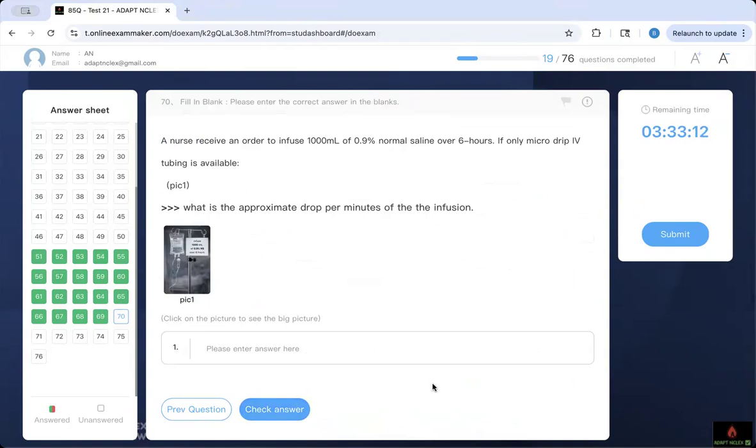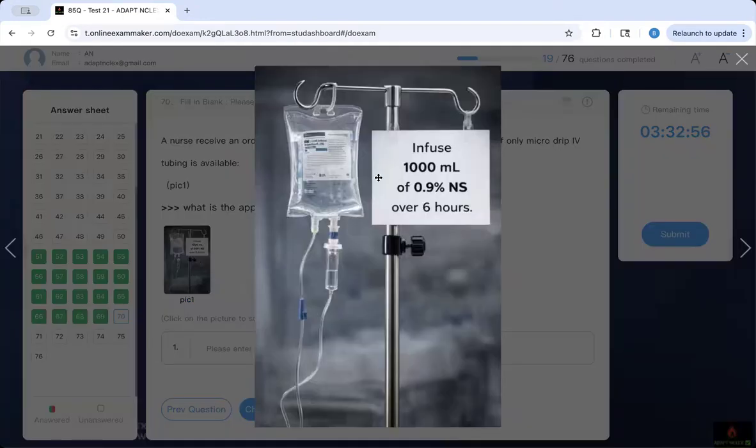70. Let's say you receive an order to infuse 1,000 ml of 0.9 normal saline over 6 hours. If only micro drip IV tubing is available, what is the approximate drop per minute of the infusion? This is dose calculation, and this is the order you receive: infuse 1,000 ml of 0.9 normal saline over 6 hours. How are you going to do it?